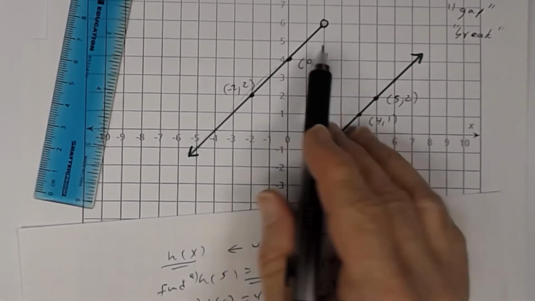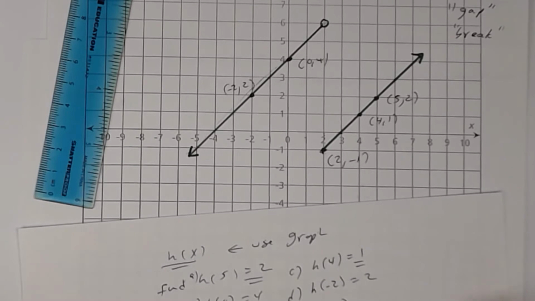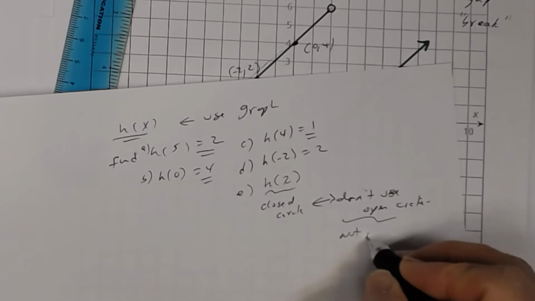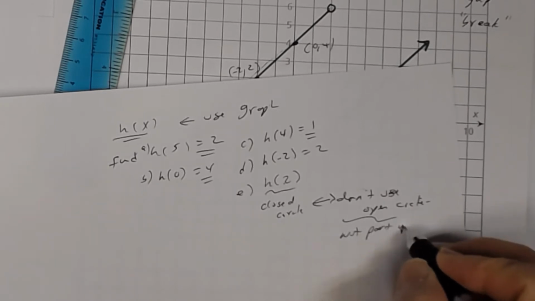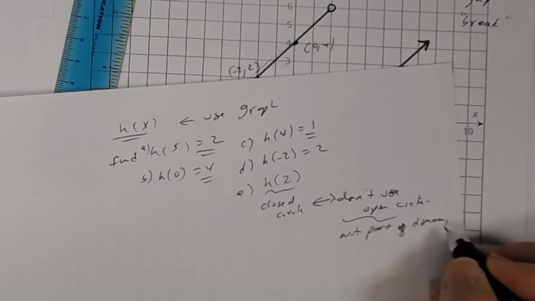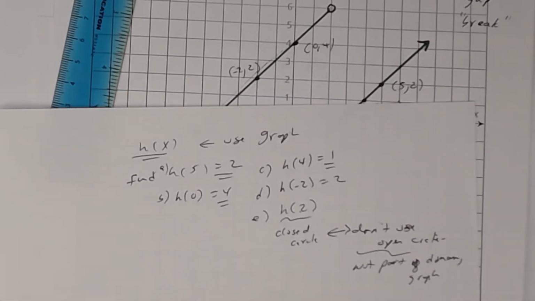Don't use this one. That's an open circle. Don't use the open circle, because remember, that's not part of the graph. Let me put it this way, it's not part of the domain or the graph, in terms of that domain.